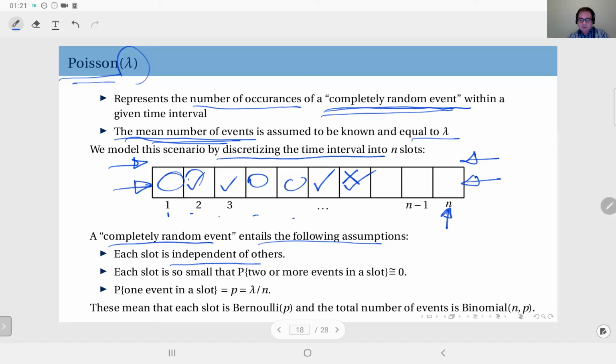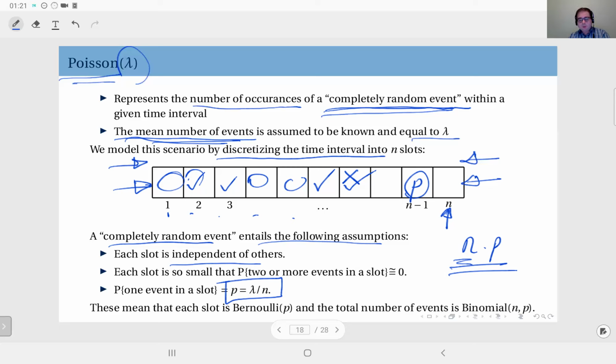and they have the same probability of having one event. If you model that with p, on the average each slot will have p events as its mean value. So when you multiply that by n, since we have n slots, you'll have in total n times p events, which should be equal to lambda. So that gives us the value of the p parameter as lambda divided by n.